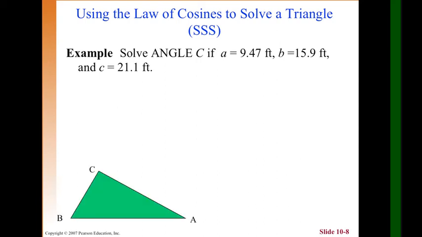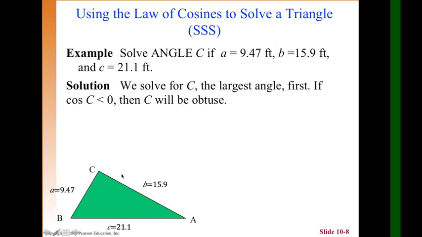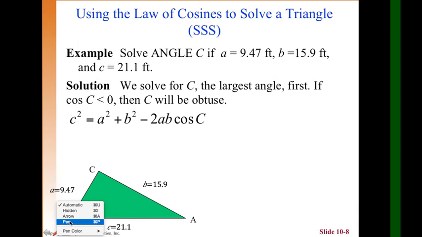So this is the triangle, and then it has different sides na measurement of the different opposite sides of the angle. So we're looking for letter C. Ito yung C ang hinahanap natin, okay? So solution, we solve for C, the largest angle. First, if cosine C is less than 0, then C will be obtuse. So, ito yung kaninang formula. Kung C, no? Kung side C ang hinahanap, yan yung formula. Pero, ang hinahanap natin na yung angle. Ito yung hinahanap natin, si angle C.